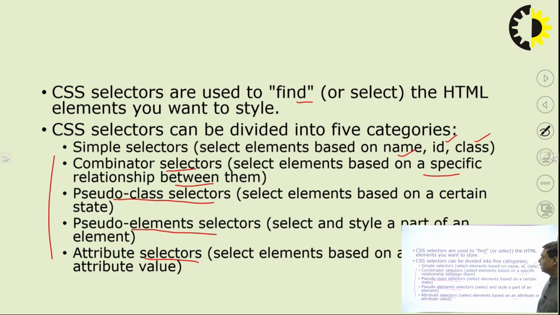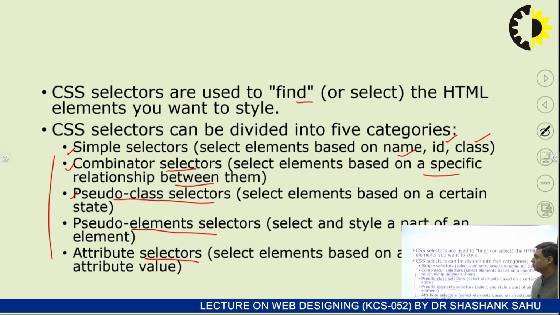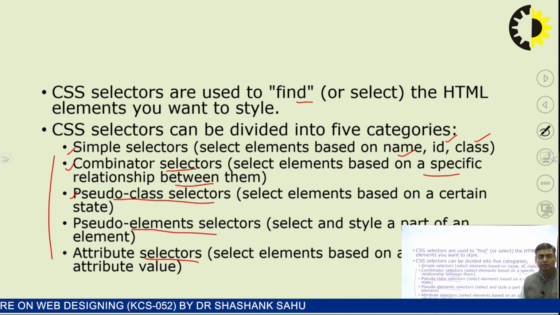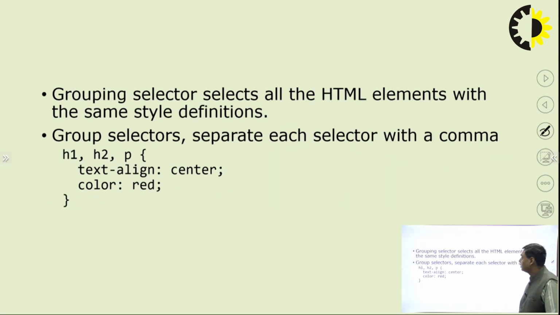Now in this lecture I am going to discuss about combinator selector, pseudo class selector and simple selector. So I discuss about three selectors in this lecture. In my coming video I will discuss about the other two categories, pseudo element selector as well as attribute selector. So next one is simple selector.